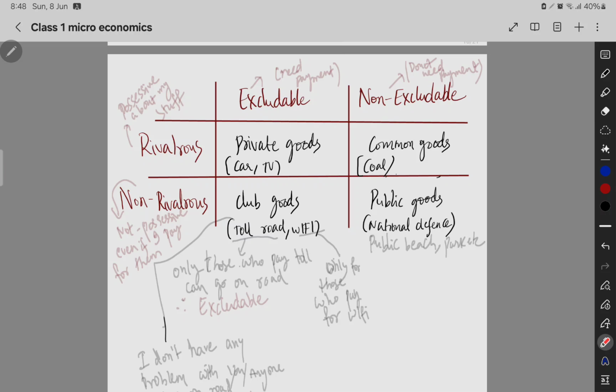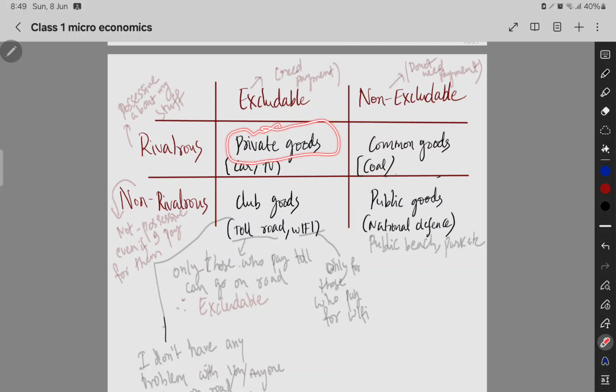See now, when they ask you common goods, are they rivalrous? My answer will be yes. Common goods, are they non-excludable? Common goods do require payment. When I say they do not require payment, therefore they are non-excludable. That's all. And private goods, whenever they say, just think.